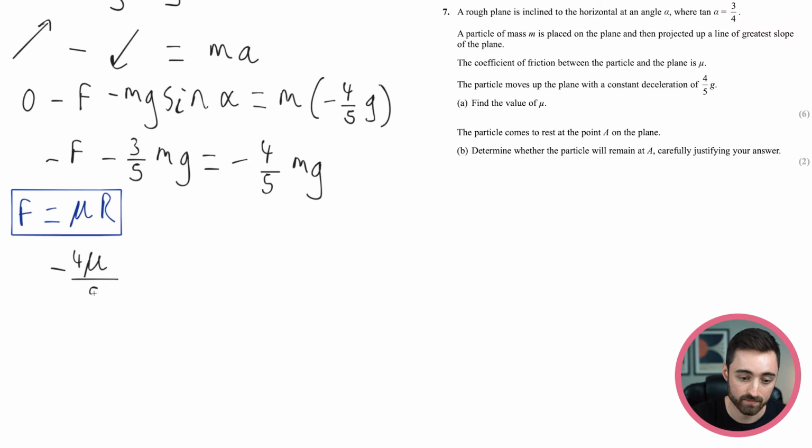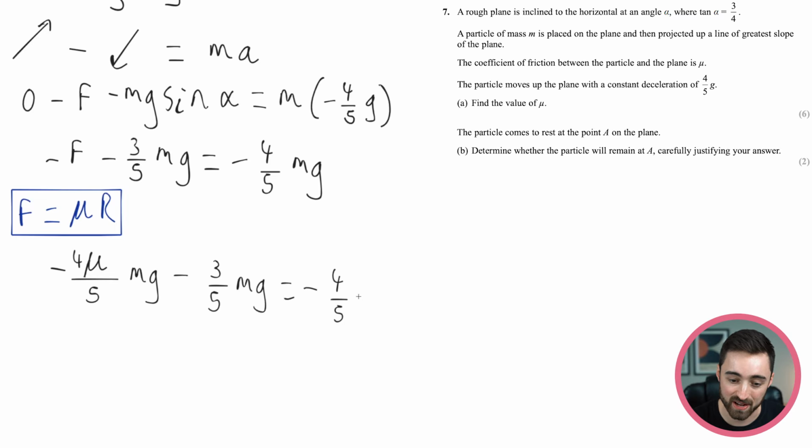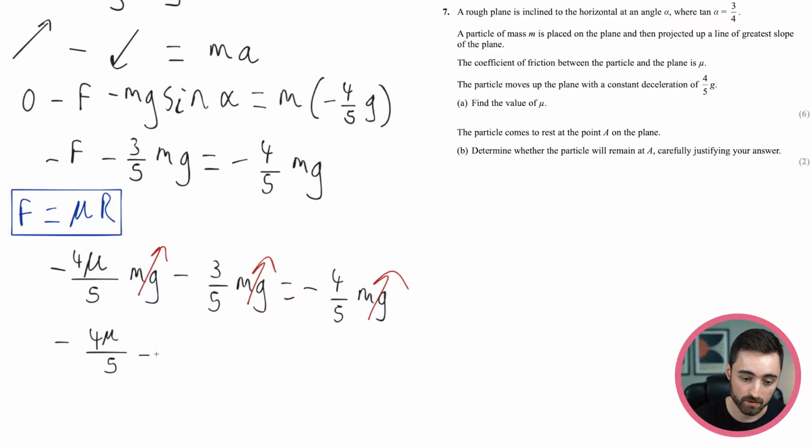So let's stick this here. Minus 3 over 5 mg is equal to minus 4 over 5 mg. Sweet. So it looks a bit grim, but loads of things cancel here. There's an mg in everything, so I can get rid of all of those. So what am I left with? Minus 4 mu over 5 minus 3 over 5 equals minus 4 over 5.